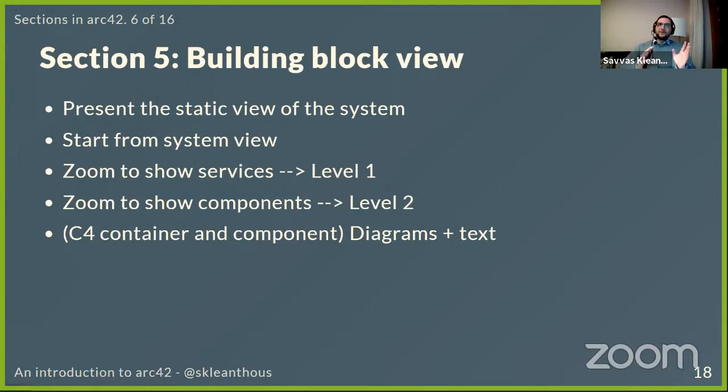So with that, section 5 is the first section of the second part of arc42, where we are going to be seeing some of the concrete decisions that we are making and how those decisions are going to be implemented.